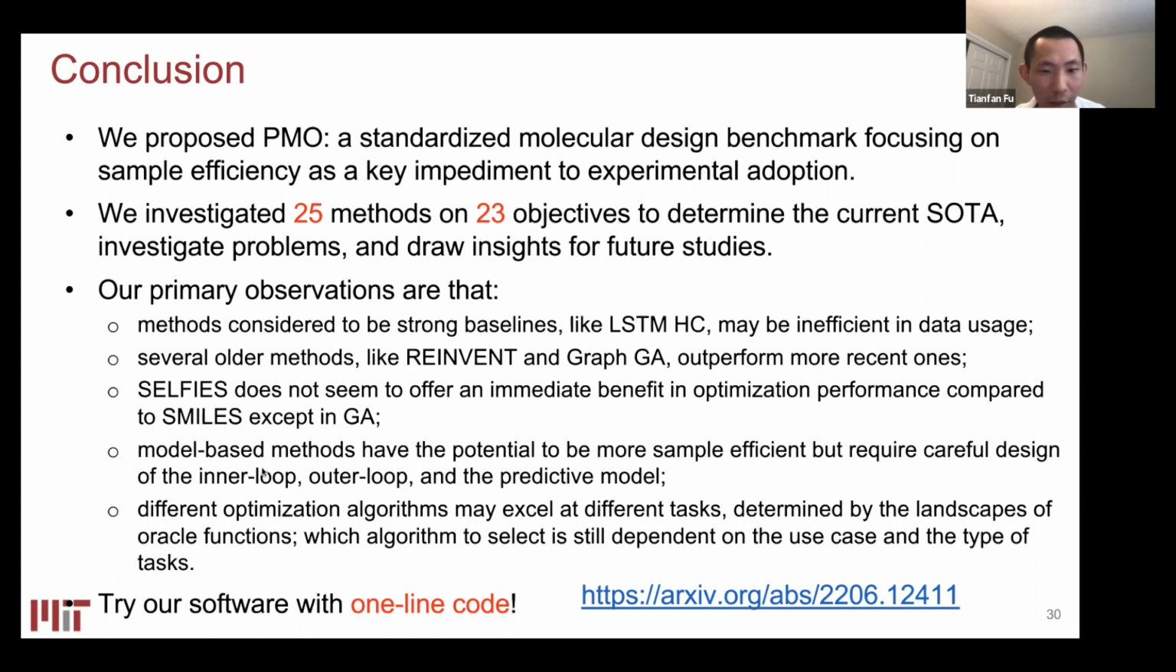Model-based methods have the potential to be more sample efficient, but require careful design of the inner loop, the outer loop, and the predictive model. We also observed that overall, different optimization algorithms may excel at different tasks, determined by the landscape of the oracle function. Which algorithm to select is still dependent on the use case and the type of task.